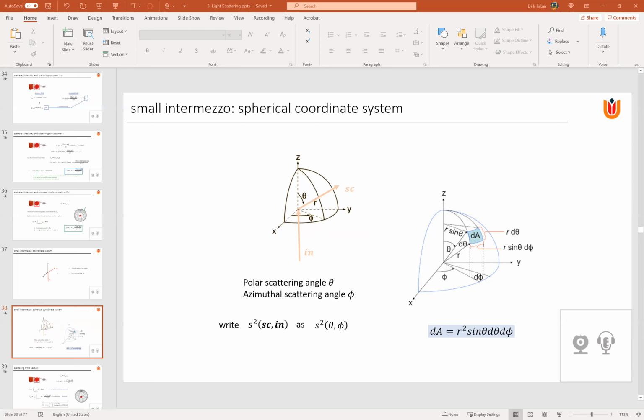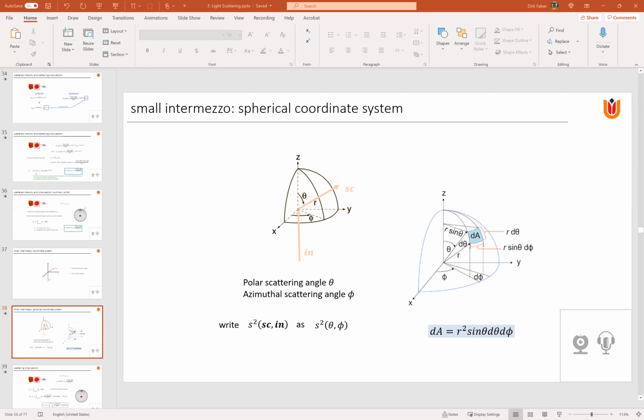And since we had only a general, not very quantified expression for S squared yet, instead of writing it in terms of the unit vectors in the incident or scattering direction, we can also write it as a function of the angles theta and phi. That is the good thing of the transformation to the spherical coordinate system. Of course, in the spherical coordinate system, we can also define an element dA on a spherical surface.